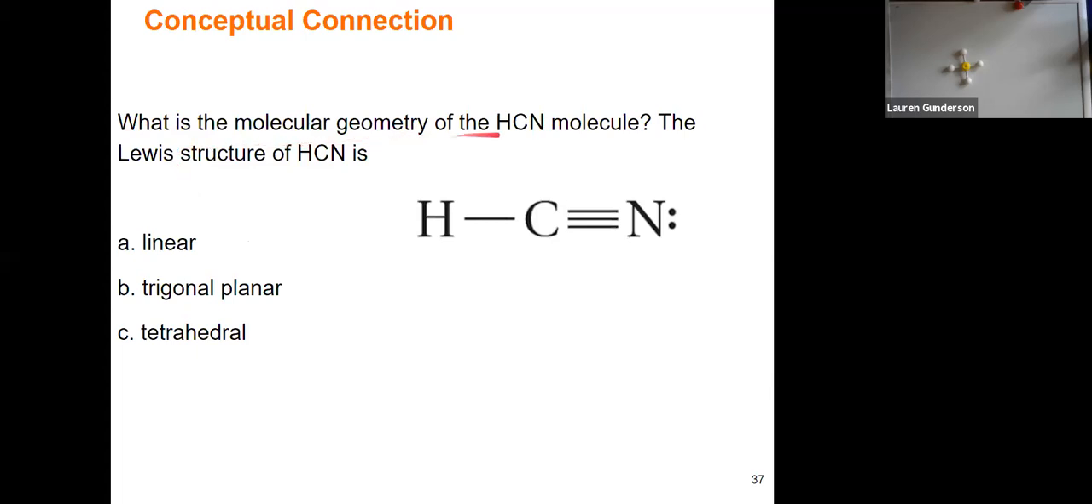What is the molecular geometry of the HCN molecule? The Lewis structure is this. Okay, this time we're looking for the molecular geometry. We have a central atom here. It has 1 electron group here, and it has 1 electron group here. Okay, that again describes a linear geometry. Linear, both electron geometry and molecular geometry.